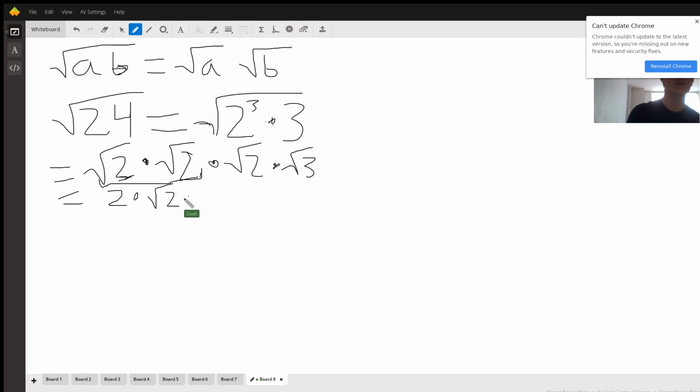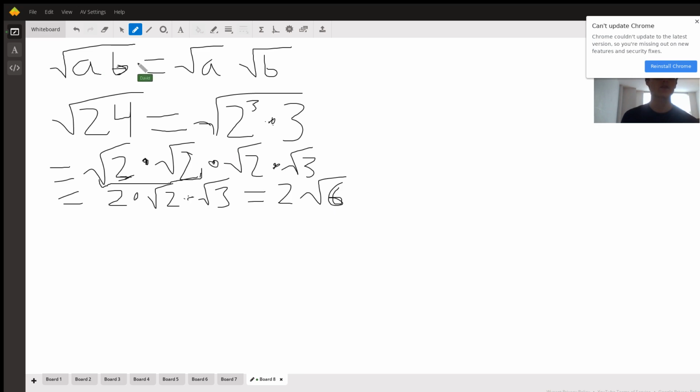Can we simplify this more? Well, unfortunately not. 2 and 3 don't have anything in common. They're both different prime numbers. But we can put the square roots back together, reversing this rule to get the square root of 6. 2 square root of 6. There are other ways to do this manipulation that might be more intuitive for you, but the basic idea is that 24 is divisible by a perfect square, namely 4. And when we broke it up like this, the square root of 4, which is 2, popped out.